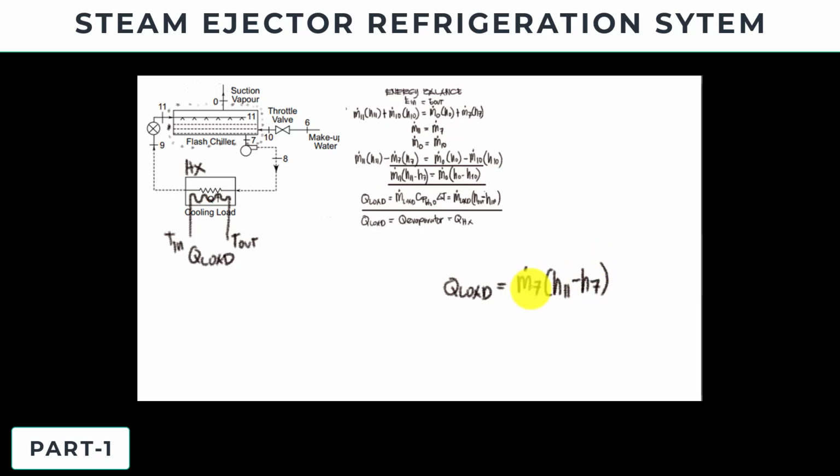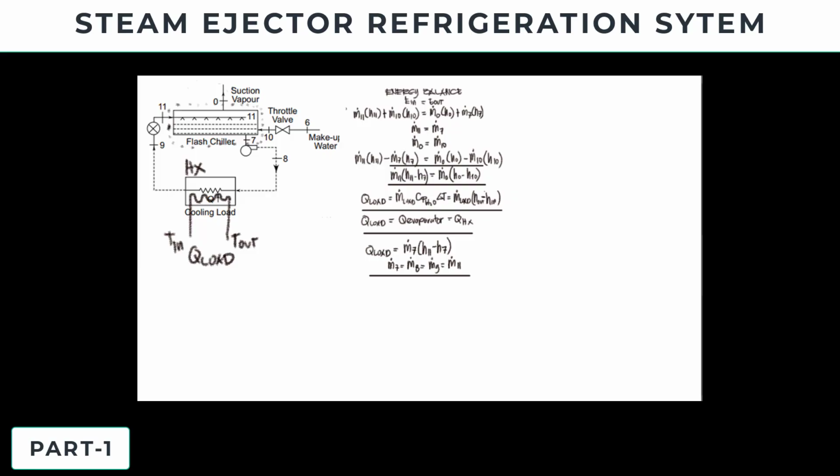So mass flow rate 7. Let's write this one: our mass flow rate 7 is equal to the mass flow rate 8, and this is also equal to mass flow rate 9, and then mass flow rate 11.